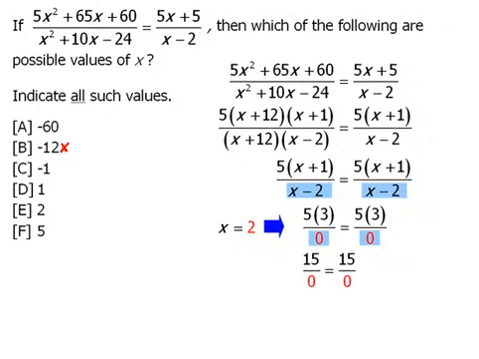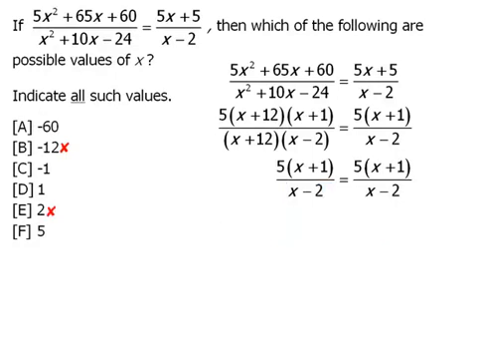Now, some may say that 15 over 0 is equal to 15 over 0, but this is not true. 15 over 0 is an undefined value, so we cannot say that an undefined value is equal to another undefined value. So as such, 2 is not a possible value of x.